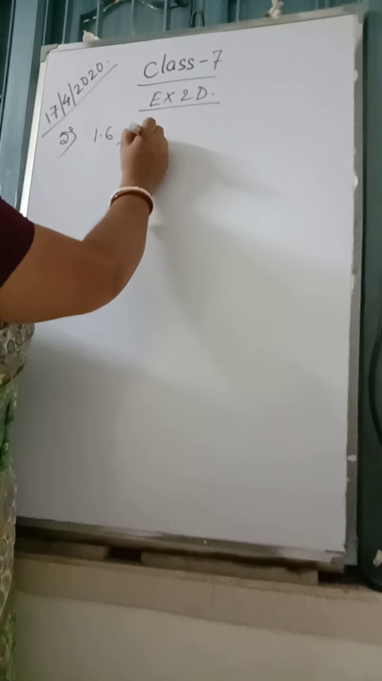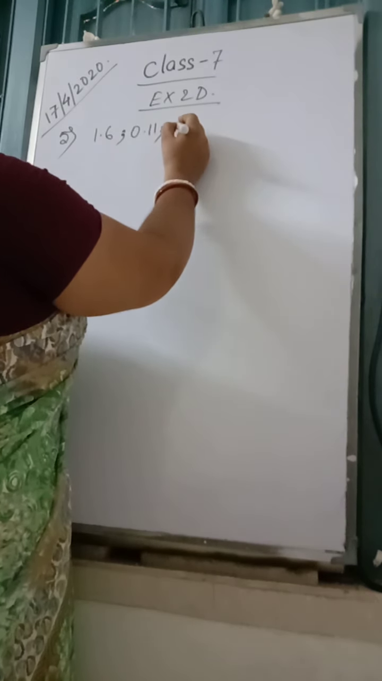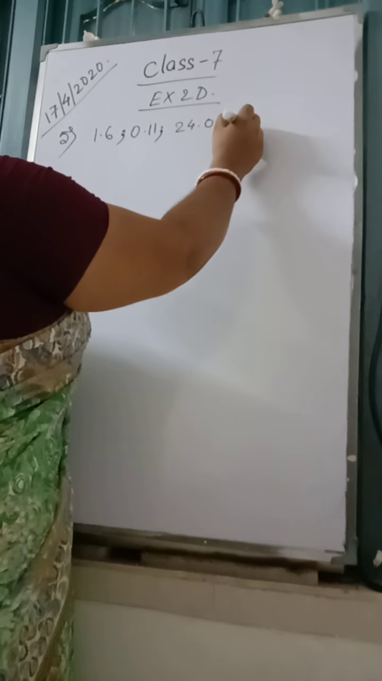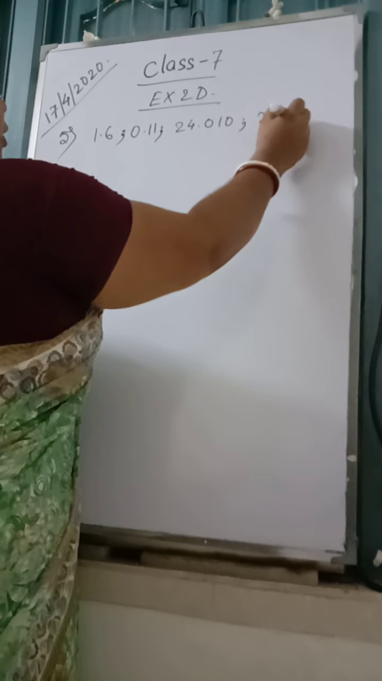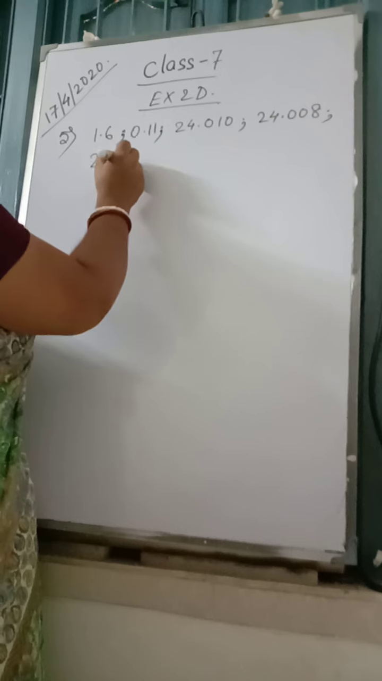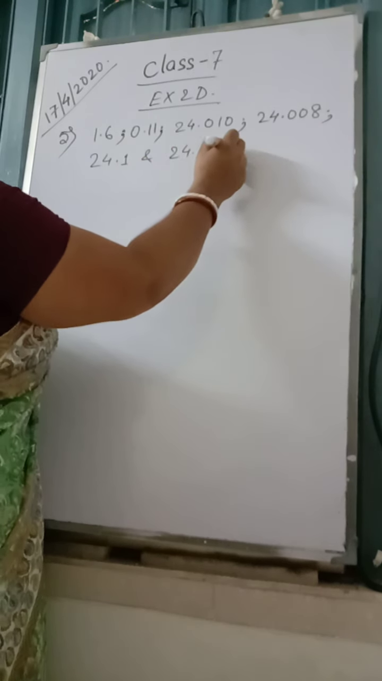then 0.11, then the next number is 24.010, 24.008, 24.1 and 24.0004. Before we compare, I'll suggest you convert all the numbers given to you into like decimals.